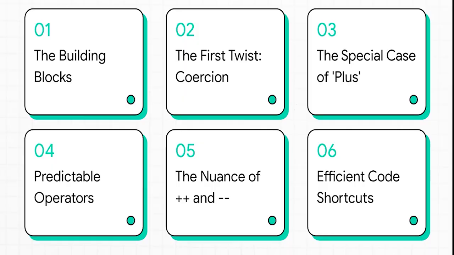We'll start with the absolute basics, the building blocks. Then we'll jump right into the first twist, coercion. We'll spend some quality time with a special case of the plus sign, then look at the operators that do behave predictably. After that, we'll get into the nuance of increment and decrement, and we'll wrap up with some really cool shortcuts to make your code more efficient.